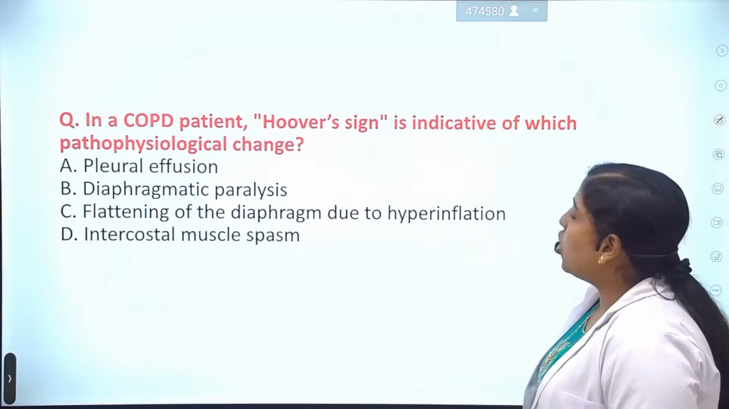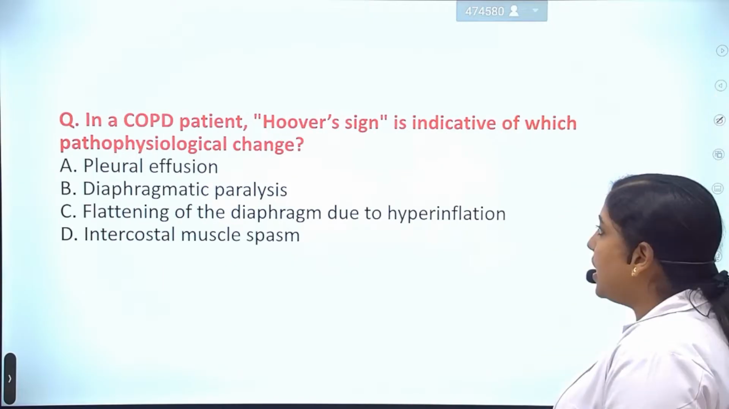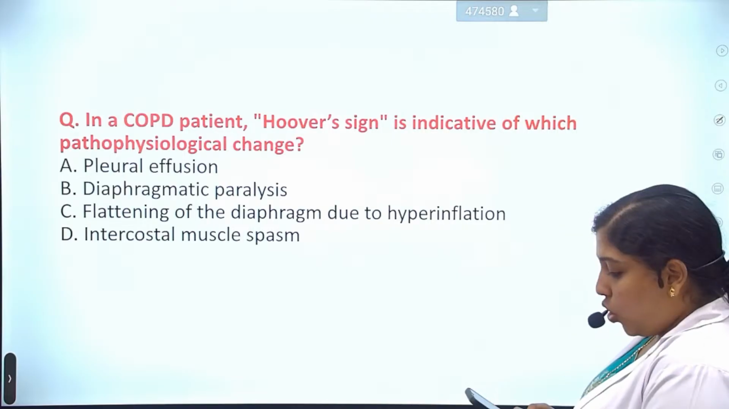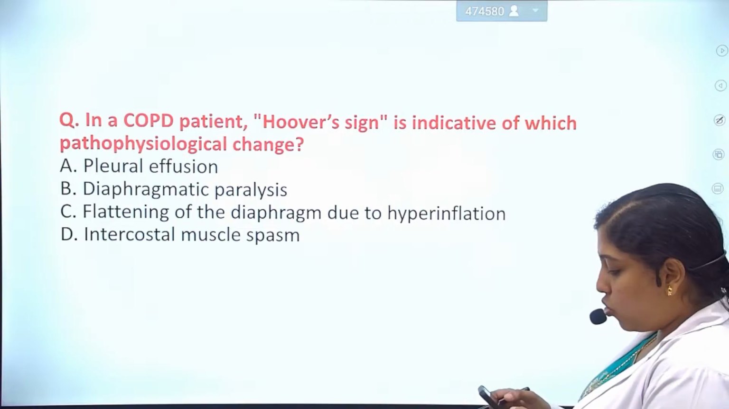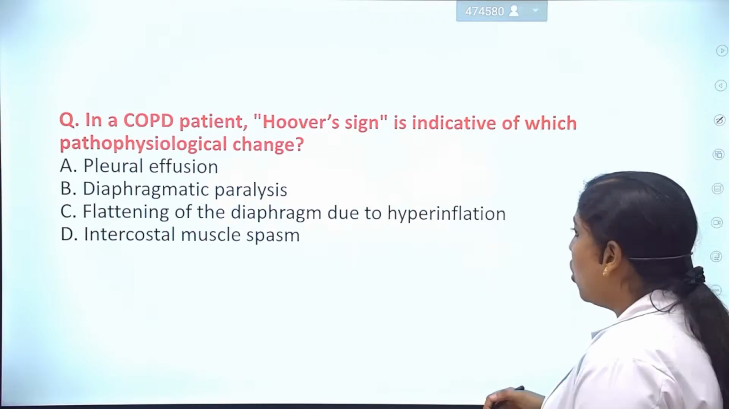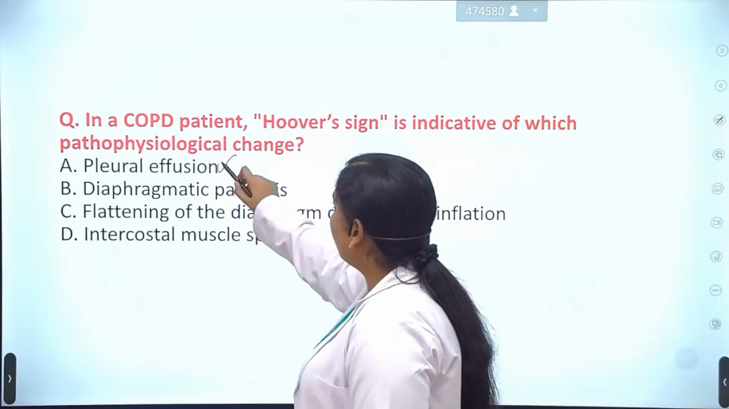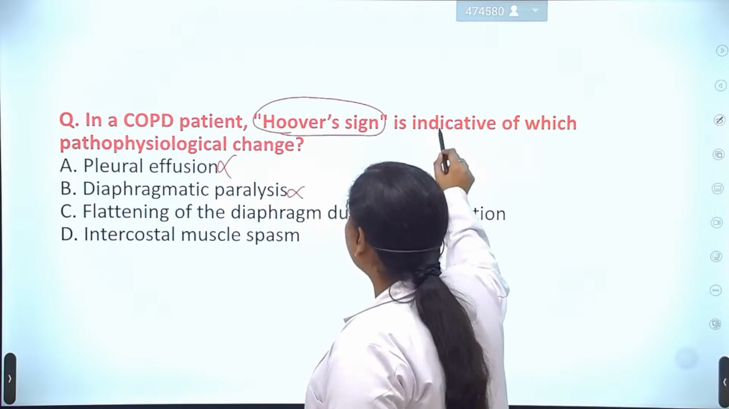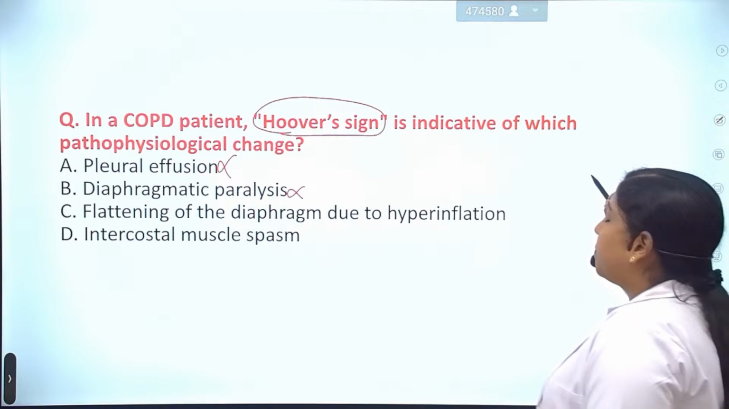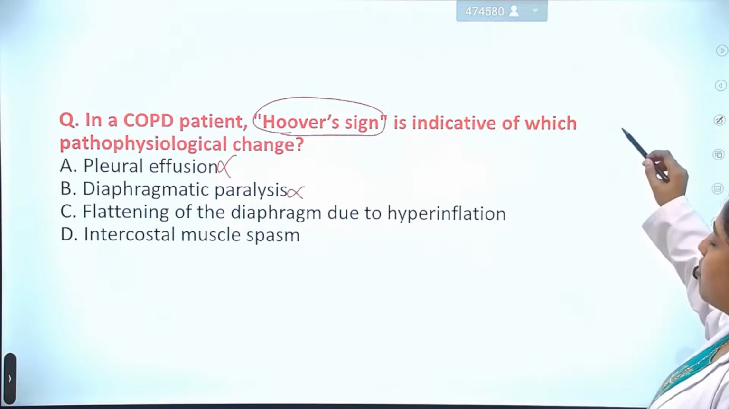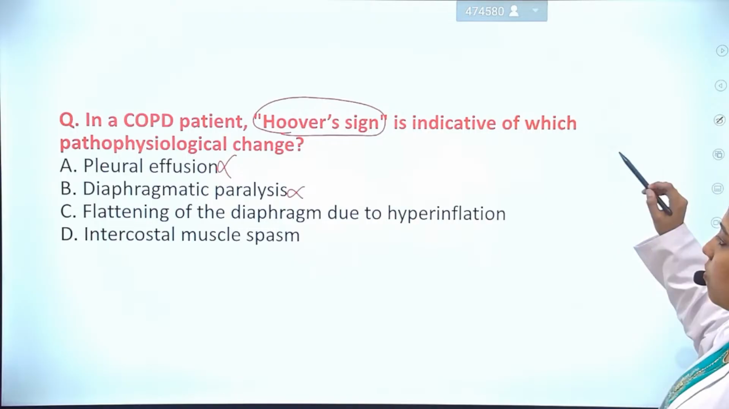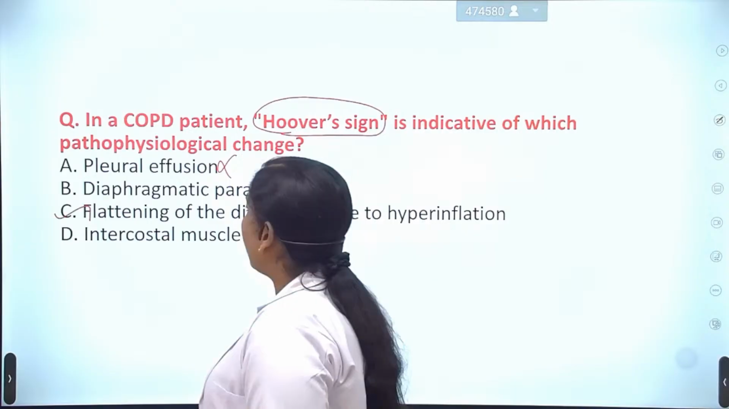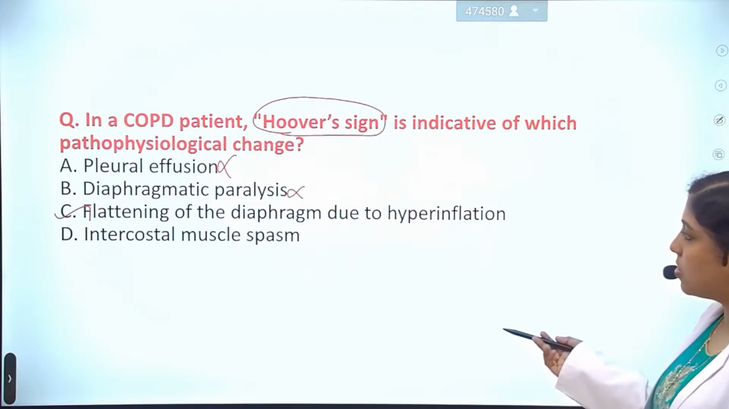So in COPD patient, Hoover's sign is indicative of which pathophysiological change? Now tell me, Hoover's sign is indicating which pathophysiological change? Hoover's sign is indicating your pleural effusion, no. Diaphragmatic paralysis, no. Whenever you think about Hoover's sign, think about flattening of the diaphragm due to hyperinflation. This in turn causes Hoover's sign.